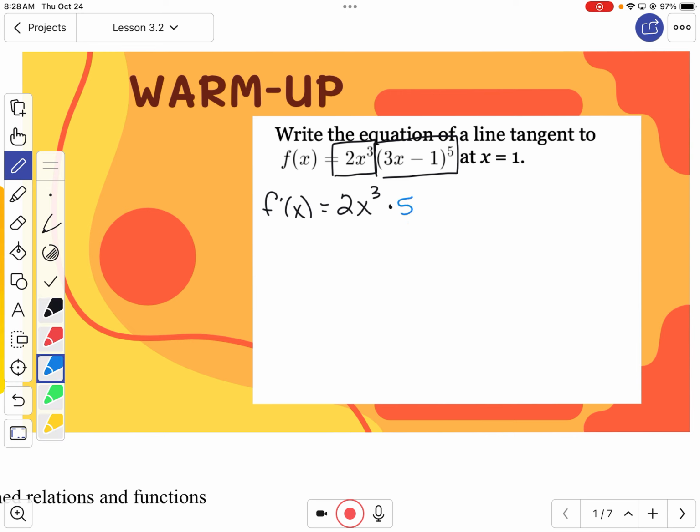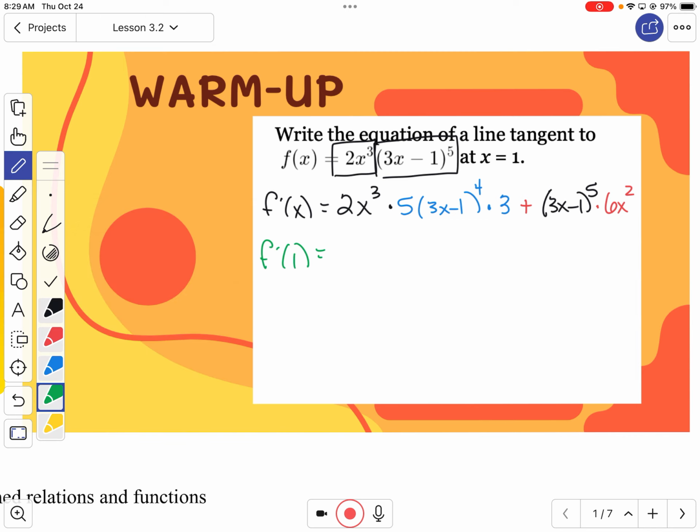So I would take 5 times my parentheses raised to the fourth, and then times the derivative of my inside, which would be 3. Okay, so then the product rule says plus second times derivative of the first. So 3x minus 1 to the fifth, and derivative of the first would be 6x squared. Now, you could simplify this if you wanted to, but because we're looking for a numerical slope, I would just plug in 1 at this point. I wouldn't worry with the simplification. I would just plug in the value that it wants me to, just to save myself time.